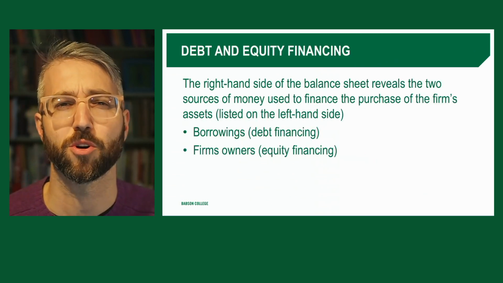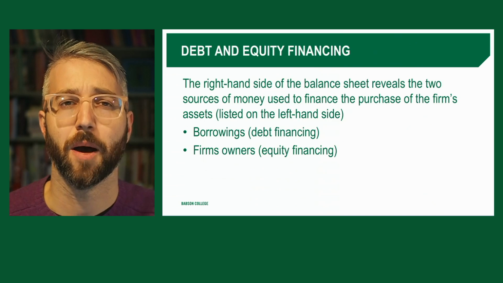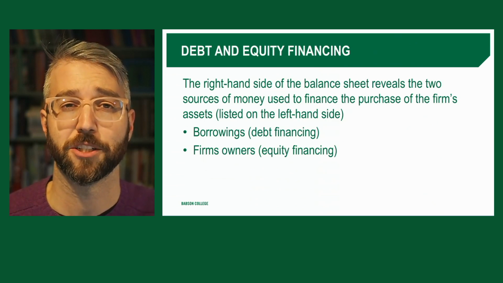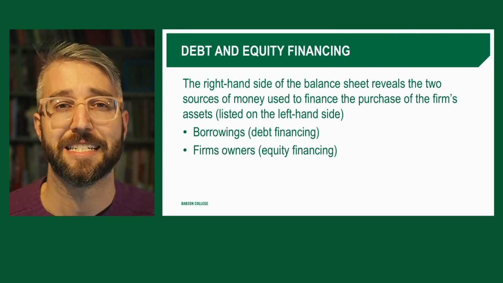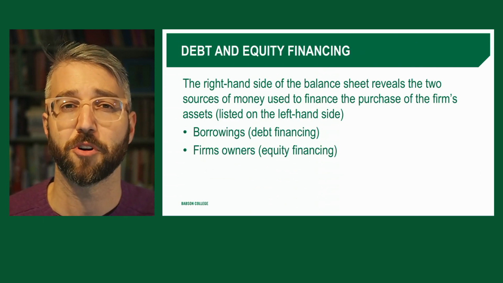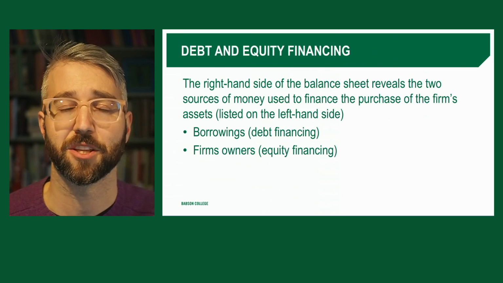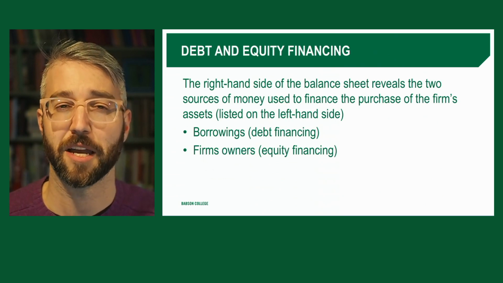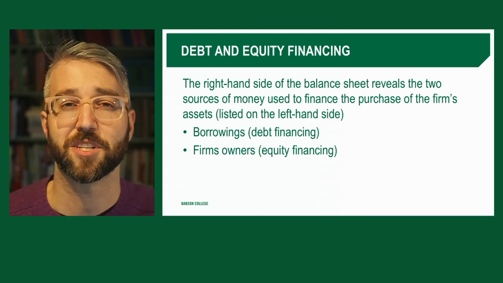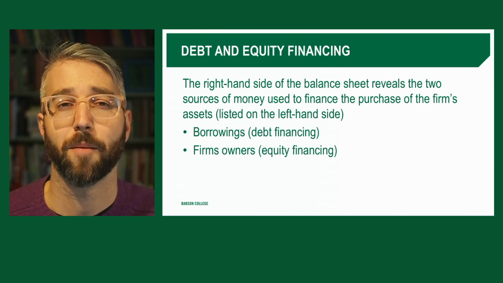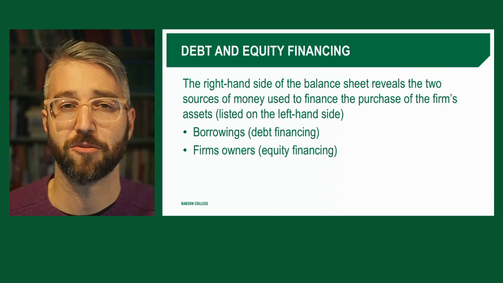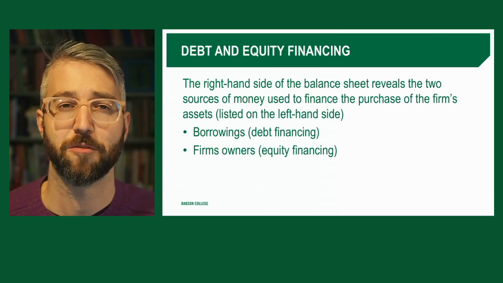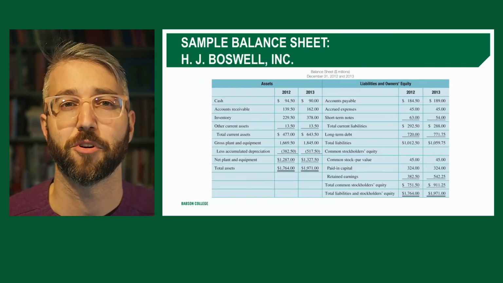So let's talk about sources of financing. Financing is listed on the right-hand side of the balance sheet. In the upper right-hand side of the balance sheet, we're going to list debt financing. So that's borrowing that the firm has done, which means that the firm has generated a liability. That means it owes somebody money for some reason. In the lower right-hand side of the balance sheet, we're going to list equity financing. So that's funds that have been put in by the firm's owners.